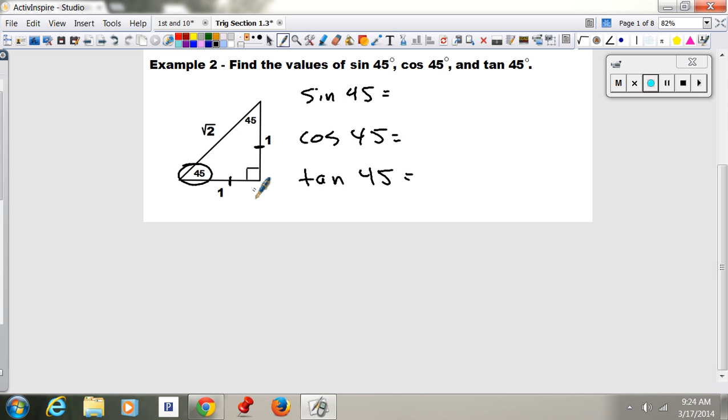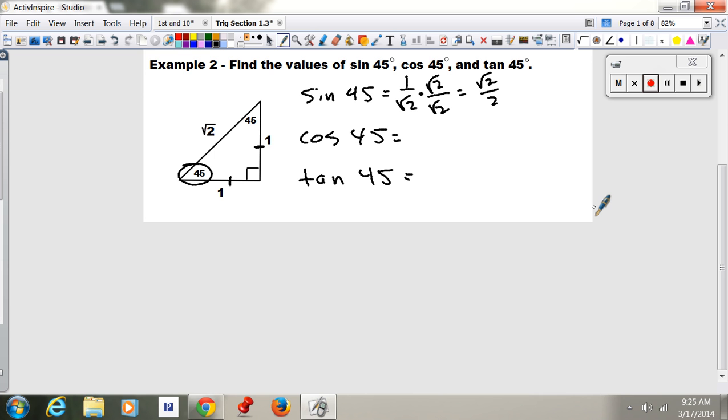So what is my sine at 45 degrees? What is my opposite side over my hypotenuse? 1 over radical 2. Let's fix that because we can't have a radical 2 on the bottom. So let's multiply by radical 2 over radical 2. That's just the same thing as multiplying by 1 whole, but we're getting the radical off the bottom. And you're going to get radical 2 over 2.